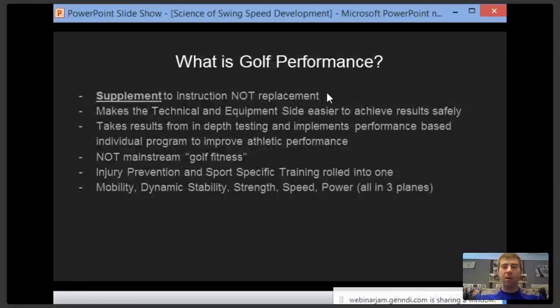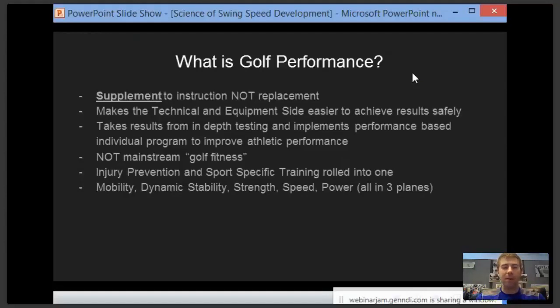So this is where golf performance comes in. It's a supplement to instruction. It's a supplement to the equipment element. It does not replace that. I think it's incredibly important that we're talking about a quadrant of speed here. This is not the speed equation. There are 4 different quadrants, and this is just one of those quadrants. If you're optimized in terms of how much you can physically do, that should make the technical and equipment side easier, to get even better results.